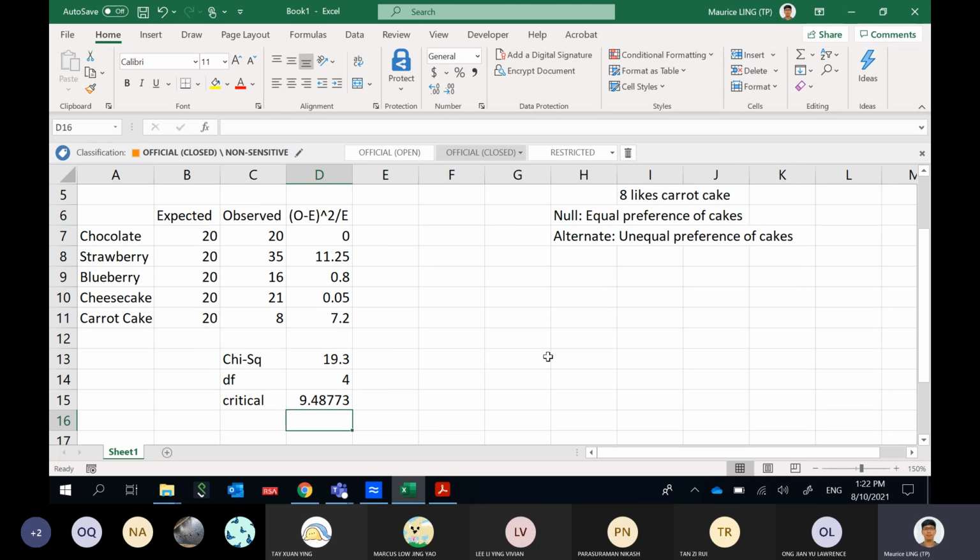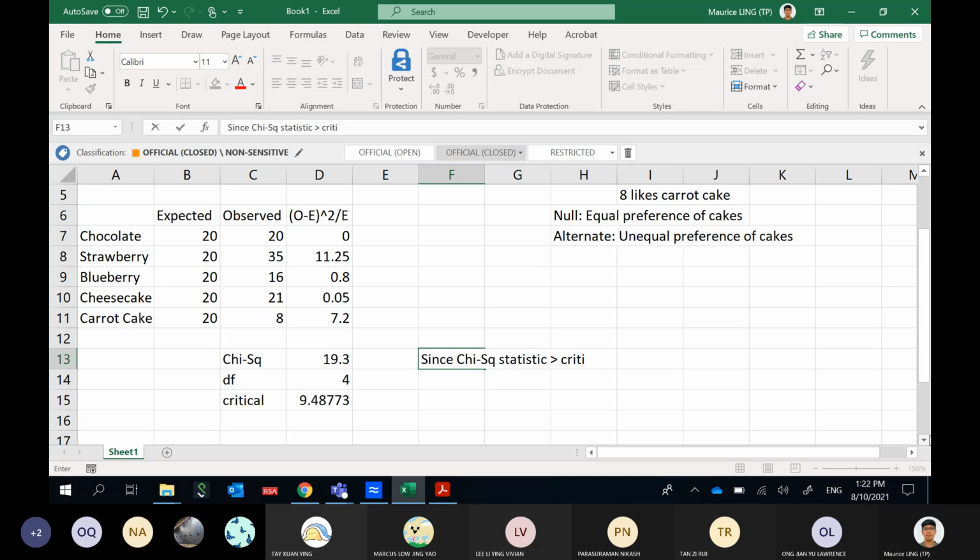9.48 or 9.49. So as a result, do you accept or reject the null hypothesis? Reject. Okay, because your statistic is more than the critical value, right? So you can just say that since your chi-square statistic is more than the critical value, you reject the null hypothesis.